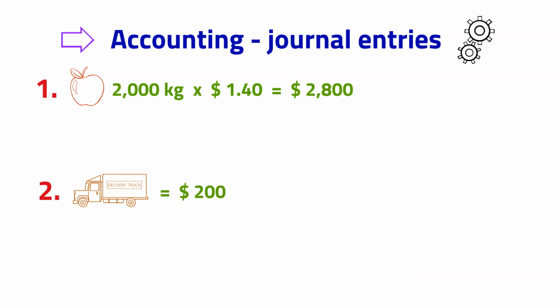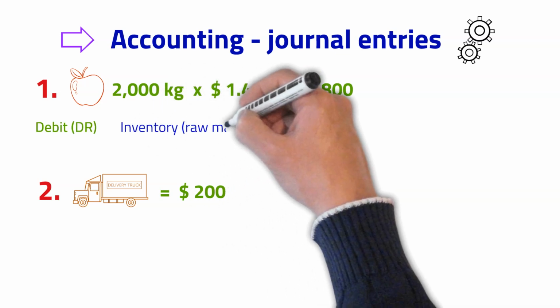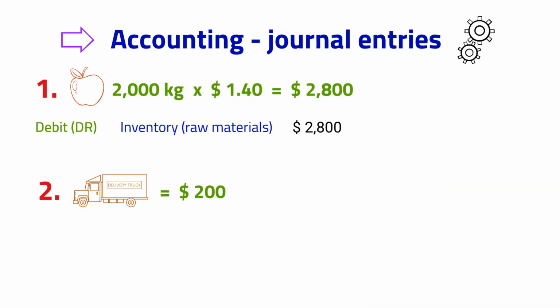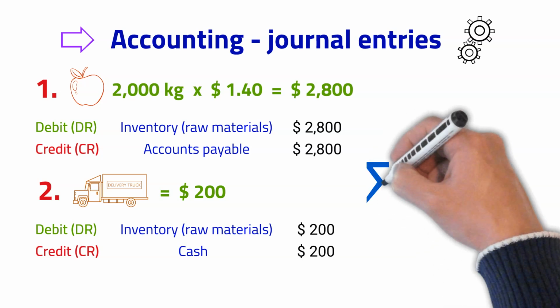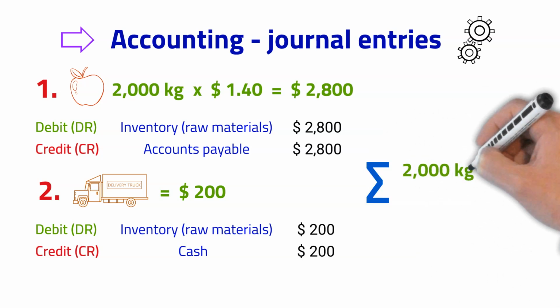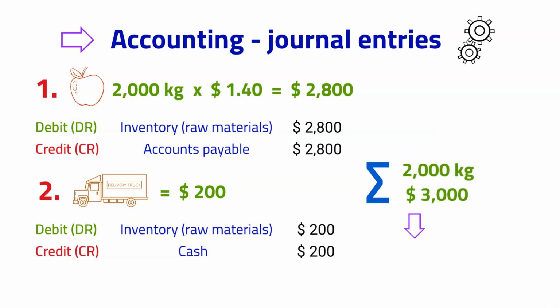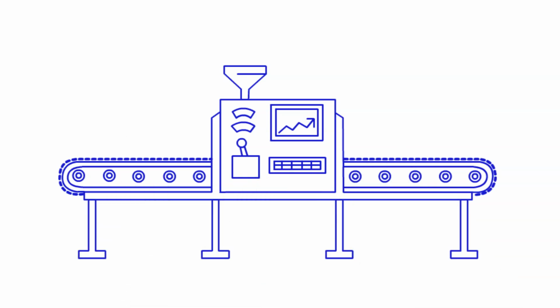Journal entries would be: for apples, debit inventory raw materials 2,800. Credit accounts payable 2,800 as we have not paid the invoice yet. For transportation costs, debit inventory raw materials 200. Credit cash 200. As a result, our total Apple inventory on the balance sheet will be $3,000 or $1.50 per kilogram. We also have some jars in stock, but they sit there for some time already, at 20 cents per jar. Now we move part of our raw materials to production, the jam line.